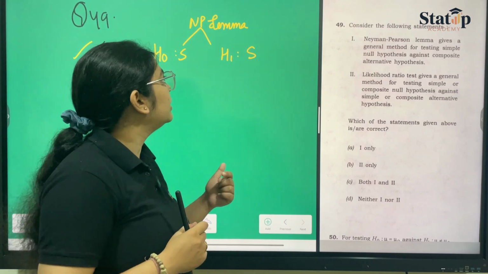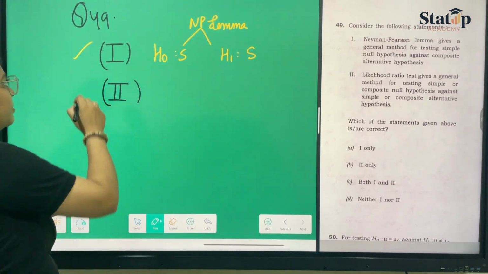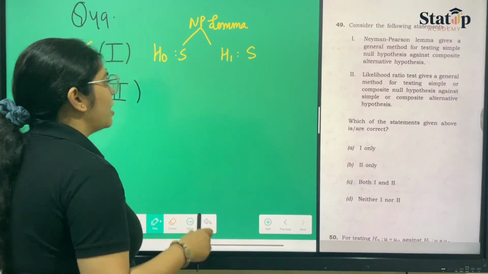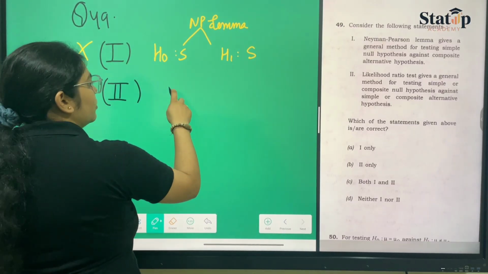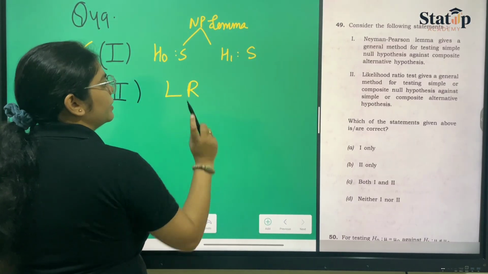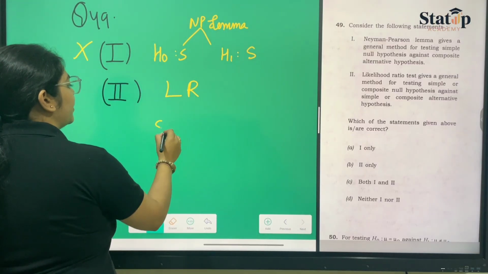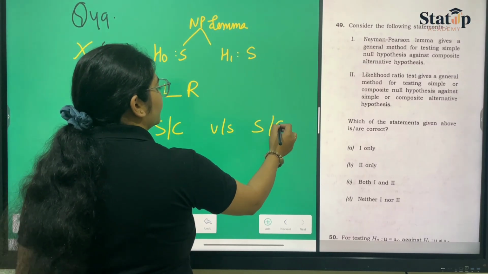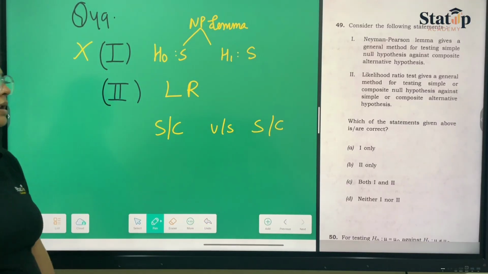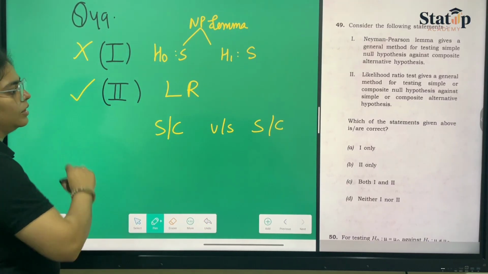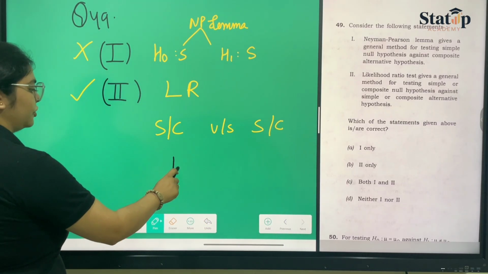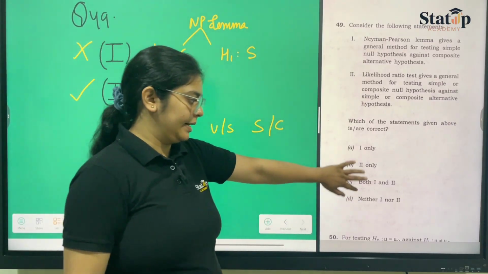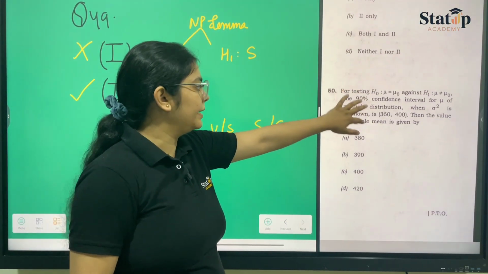And here it is NP lemma, so this statement is wrong because they have given us simple versus composite, which is wrong. But when we talk about the likelihood ratio, then it can be simple or composite versus simple or composite, anything can be taken, and hence this statement is correct. Then our final option will be option B, which states that only the second statement is correct.